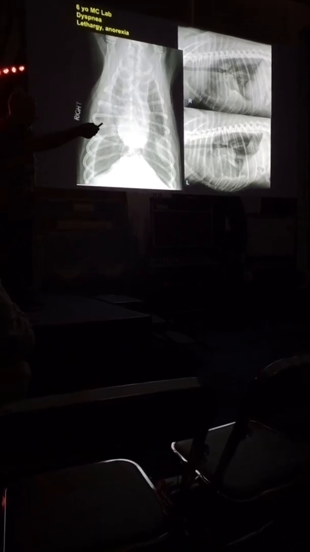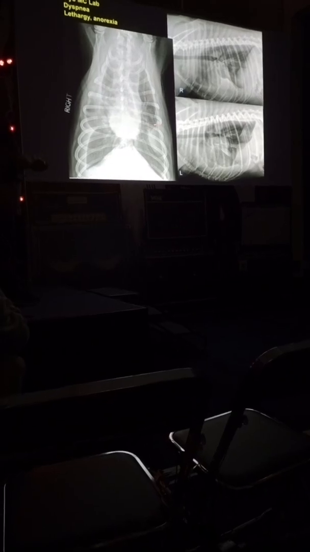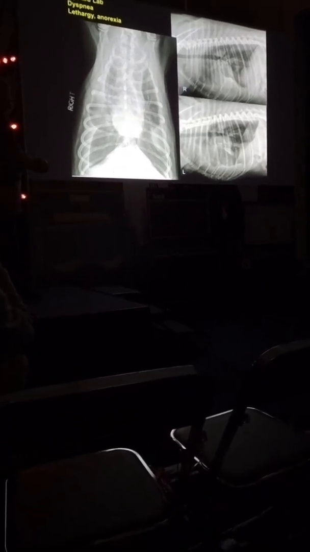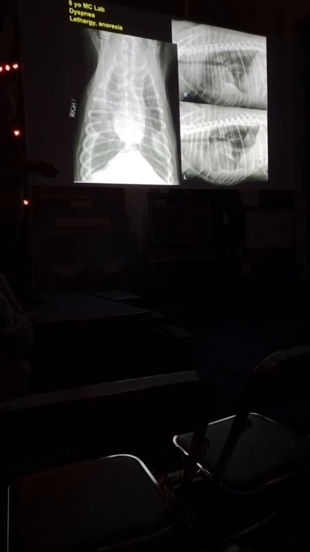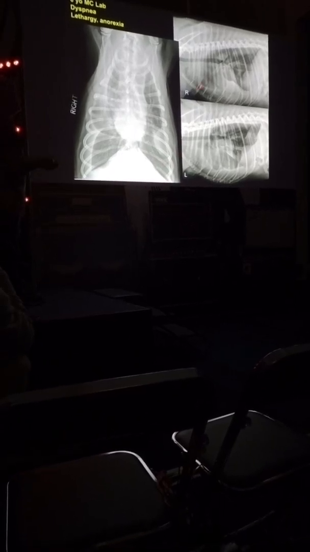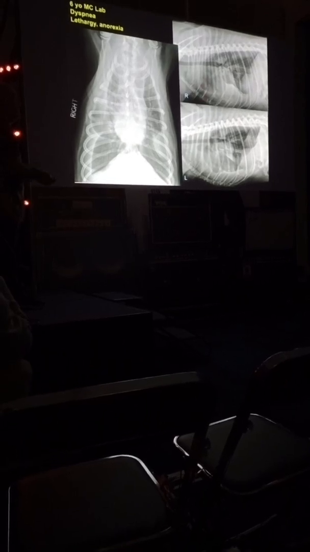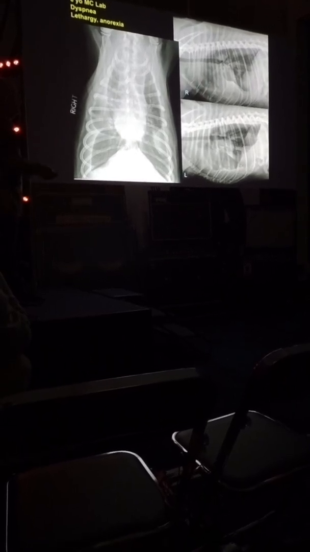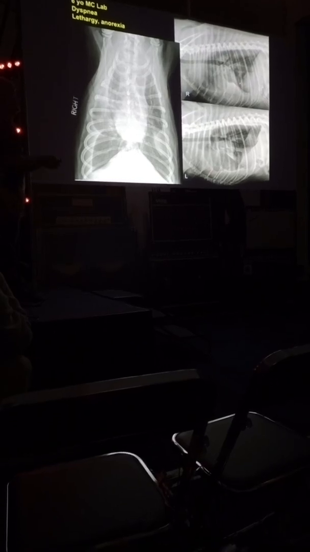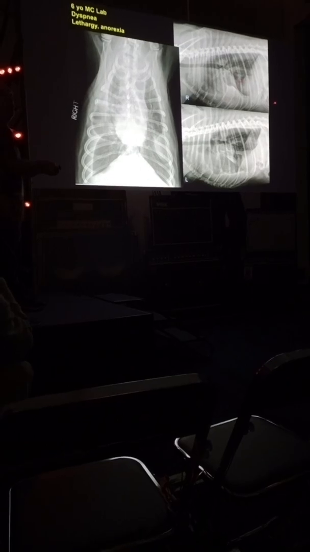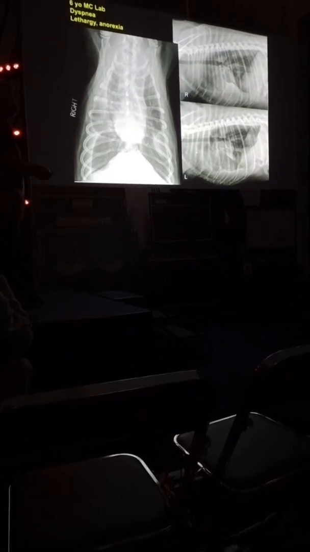So you think it's got a mass? Look at that. Look at how it's rounded, right? It's rounded right there. Also, look at the difference between the right lateral and the left lateral. Look at the effusion here. Look at the effusion here. See how it's got a more well-defined border? Okay.